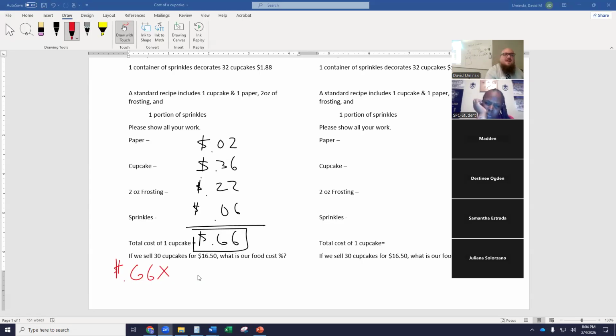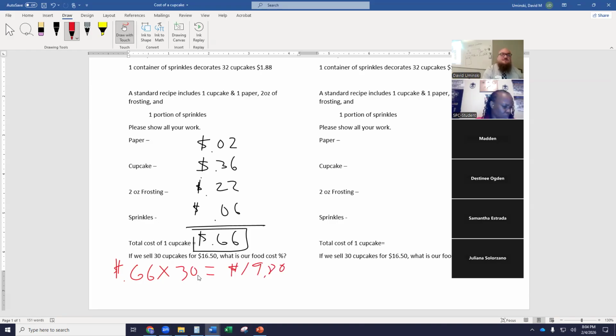So if I take 66 cents for each cupcake and I sell 30 of them, what is my total amount that I cost for selling 30 cupcakes? 1980. $19.80. Okay.